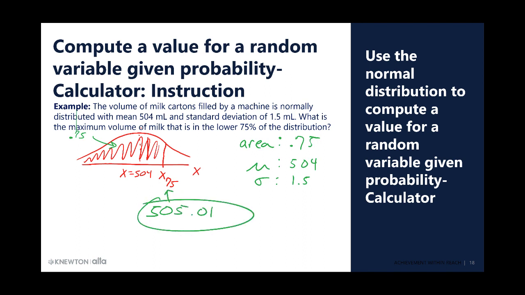Okay, and so what does that mean? This question was not asking for a probability. This question was asking for a value, an x value in this case, such that 75% of the area is to the left of it. Based off our information, we found out that 505.01 is the value so that 75% of the distribution is to the left of that number, or behind it.